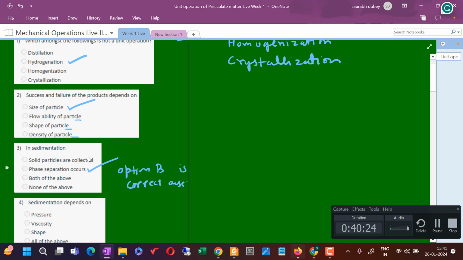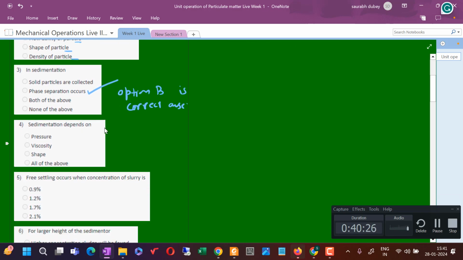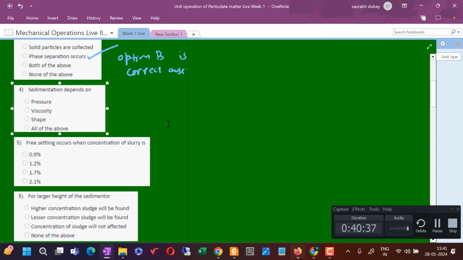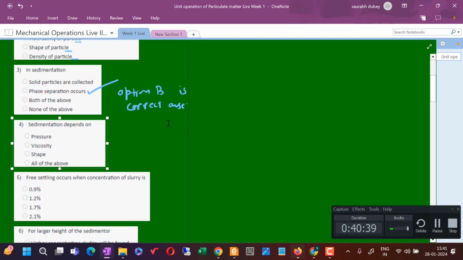So the fourth question, anybody want to attempt this? Sedimentation depends on. So what are the various factors that you think it will depend on? For example, pressure, viscosity, shape. So obviously, in the entire calculations that have been performed, we saw that there you actually had the effect of size.